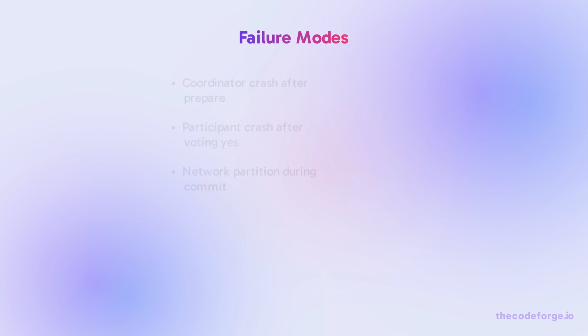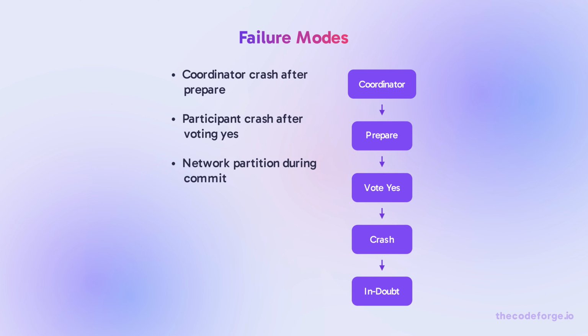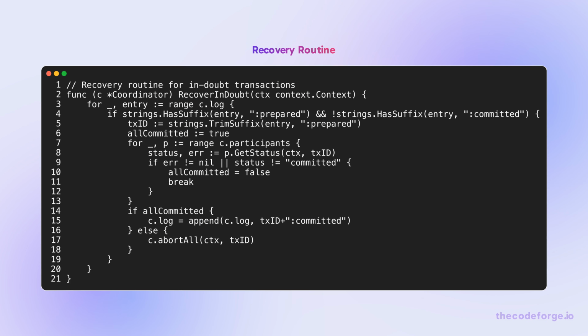time. 2PC has three main failure modes: coordinator crash after prepare, participant crash after voting yes, and network partition during commit. Each requires a recovery procedure. Here's a recovery routine that scans the coordinator log for in-doubt transactions, queries each participant, and resolves based on their status. This automates the manual recovery process.